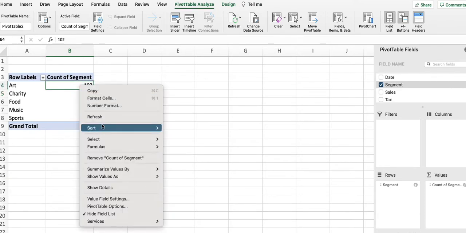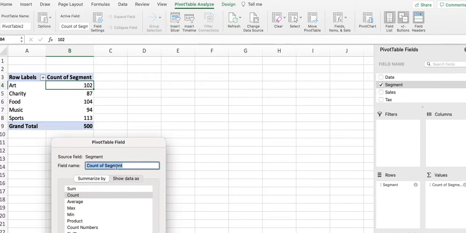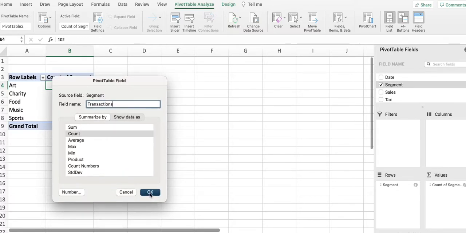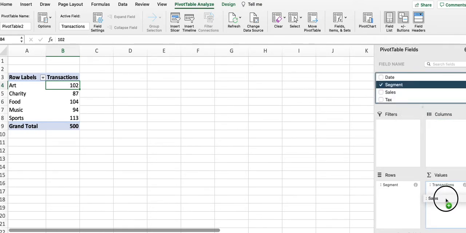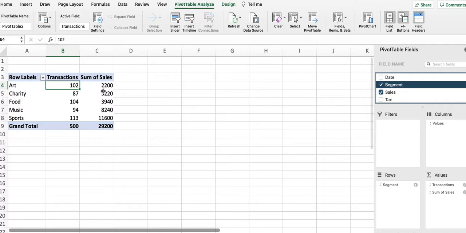I'm going to right click and I'm going to choose the value field settings. And I'm just going to change the title for this first one. All right, so that's transactions, and I'm going to click OK, which you can't see, but it's down here at the bottom. All right, so now I have transactions, and I've changed it up here. What else do I want to know? I probably want to know what my sales were. So I'm going to drag sales down below transactions in the values quadrant, and we can see that it summed up all of my sales.